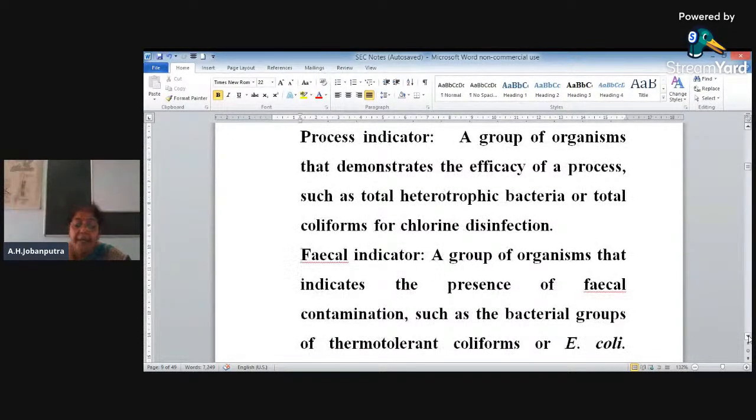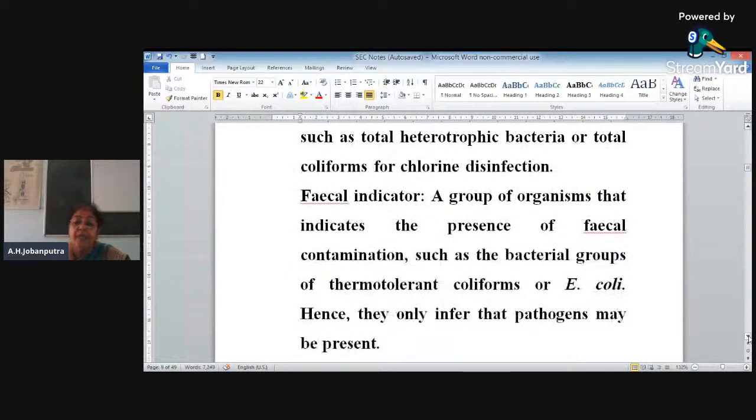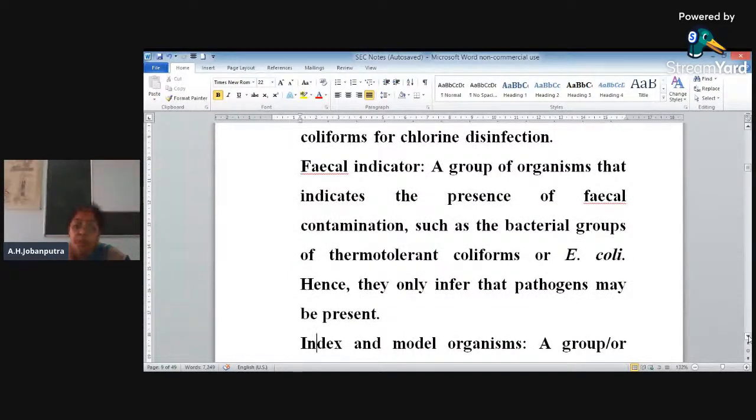The fecal indicator bacteria or organisms will tell you whether the water is fecally contaminated or not. These organisms include thermotolerant coliforms or E. coli. If their number is very high in the water, then you can say that this water is not safe for drinking, because if these organisms are present, there may be presence of other pathogens which may be very harmful for human beings, and that is why this water needs to be treated or the contamination needs to be taken care of.